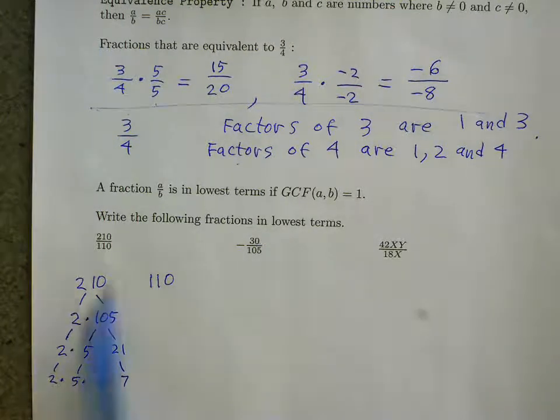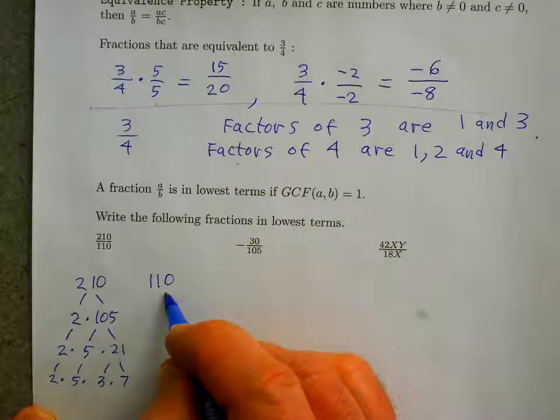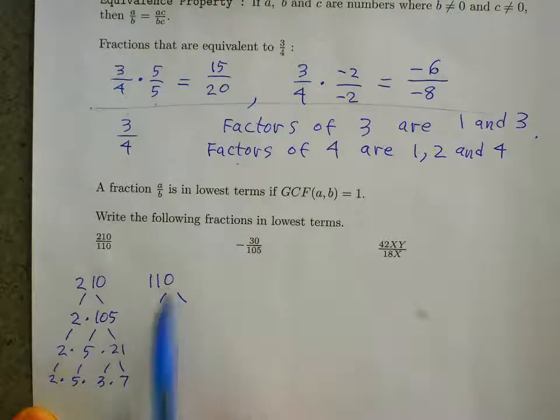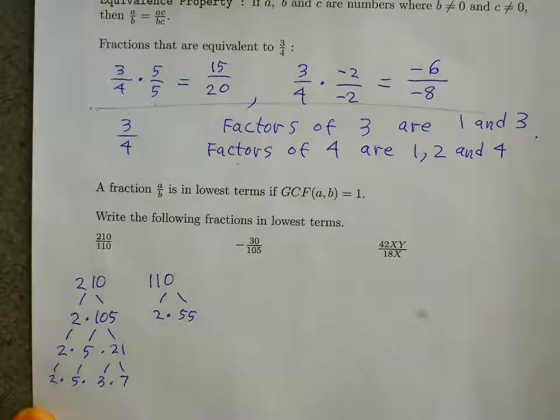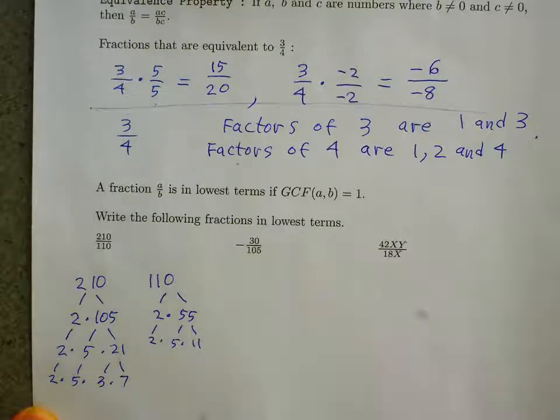Okay, so for the numerator, the prime factorization of 210 is 2 times 5 times 3 times 7. And then let's do the same sort of thing for 110. 2 is a prime number, so 2 times 55 is equal to 110. A prime factor of 55 is 5. 5 times 11. And 5 and 11 are prime factors.